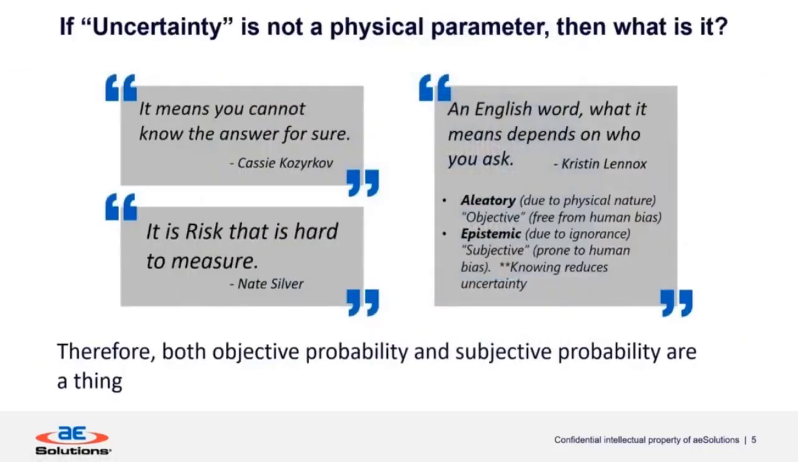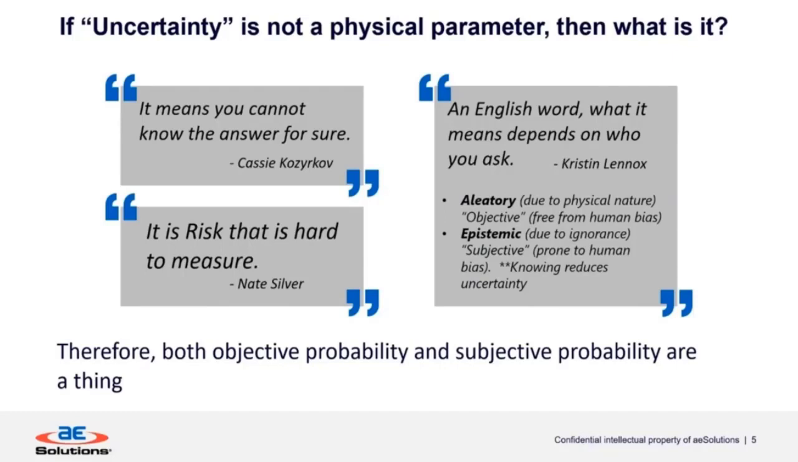Uncertainty means you cannot know the answer for sure. Another definition of uncertainty is that it is risk that is hard to measure. So there's maybe a distinction between risk and uncertainty. And then another definition is, and it's an English word, what it means depends on who you ask. And so this third definition here by Dr. Lennox reveals the real nature of uncertainty. And also probability, because probability then is a measure of the uncertainty.